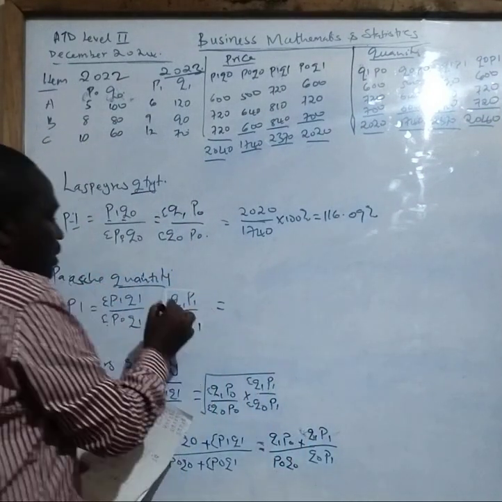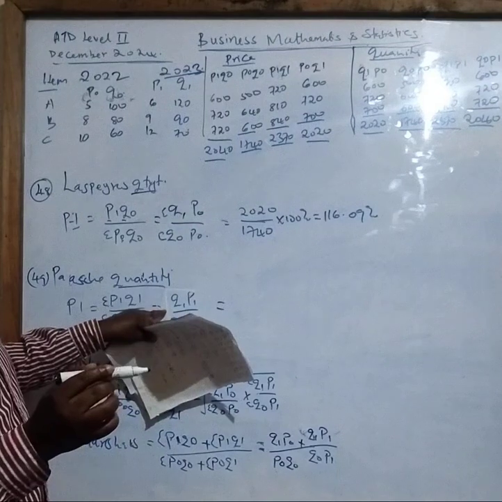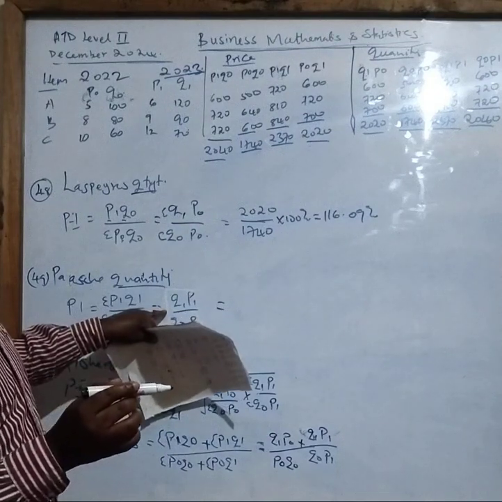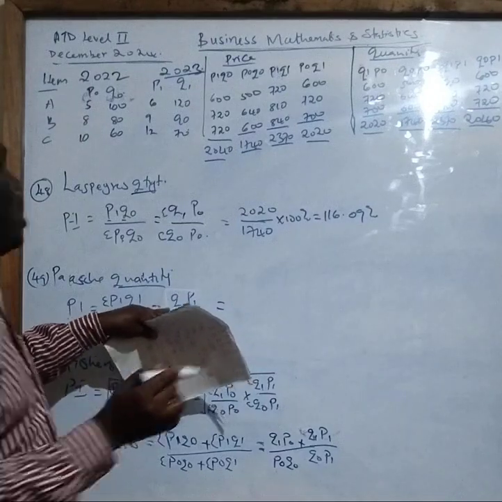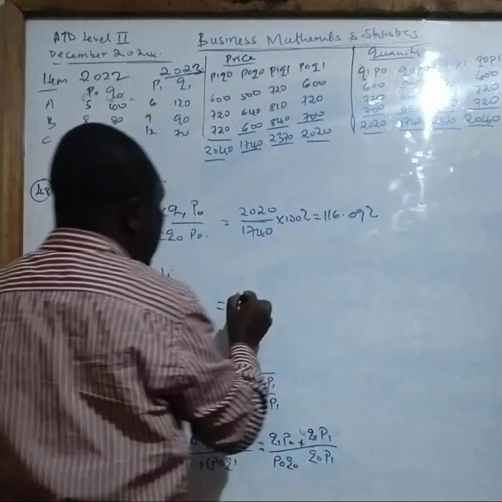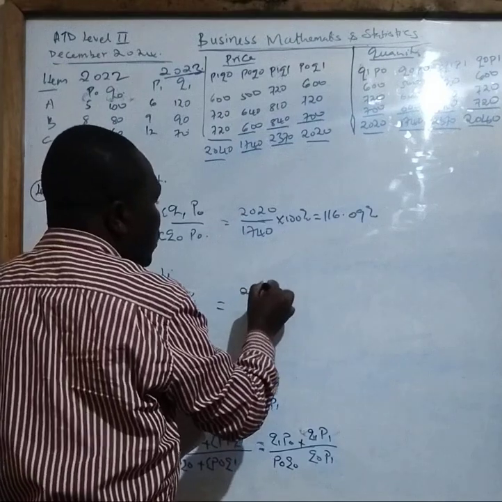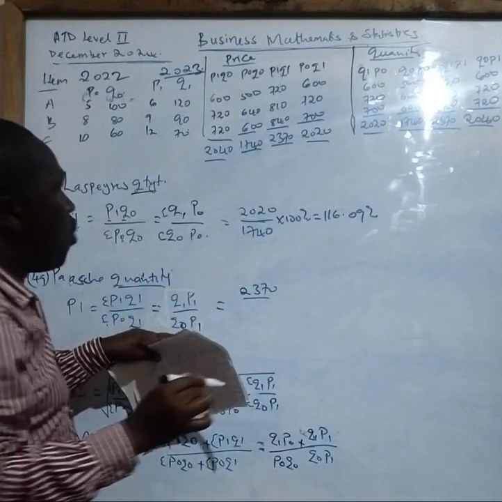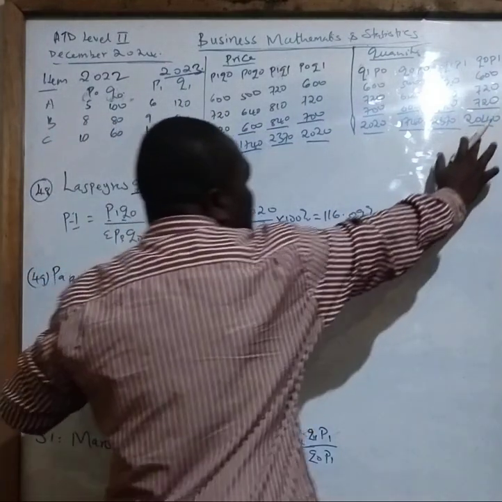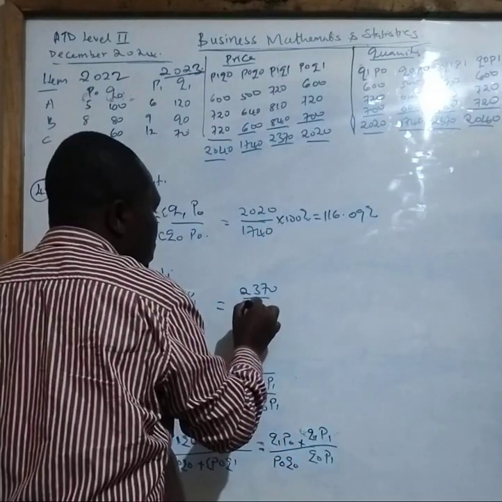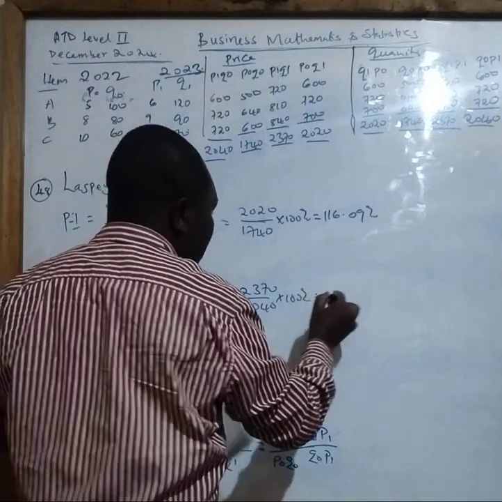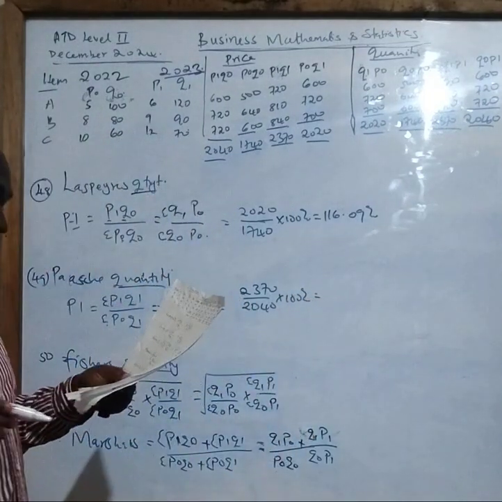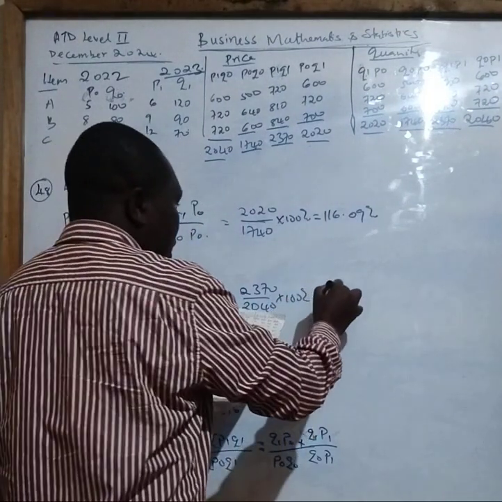The second one is Laspeyres. Where is our q1p0? Sorry, this is q1p1. Q1p1 is here. So you get 2370 divided by q0p1, which is 2040. Multiply by 100%. When you multiply that, your answer you get is 117.33%.